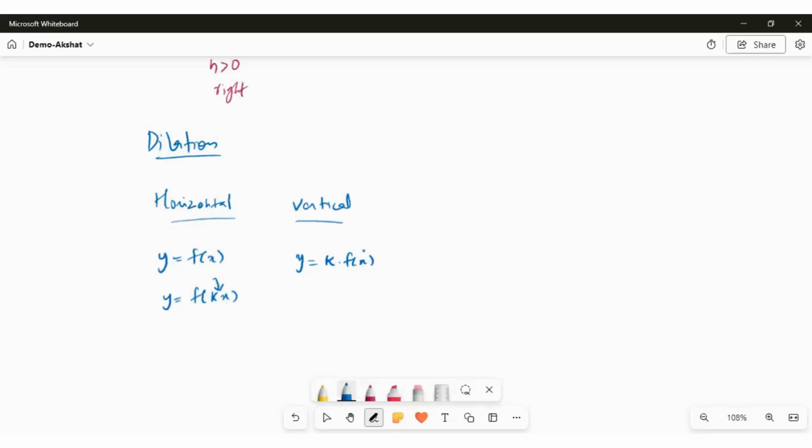So now there are a few possibilities. What happens if this k is greater than 1, or what happens if this k is less than 1? Less than 1 means between 0 and 1. What happens if k is 0? It's meaningless, isn't it? It's a zero function.